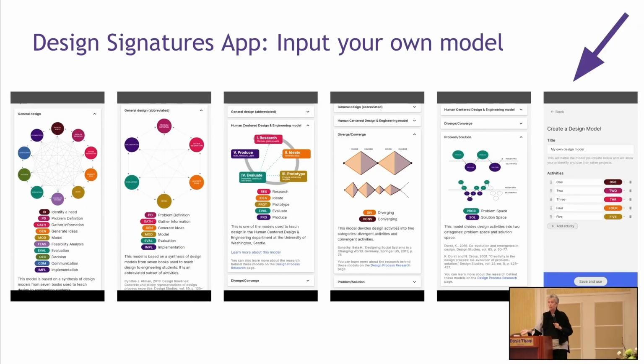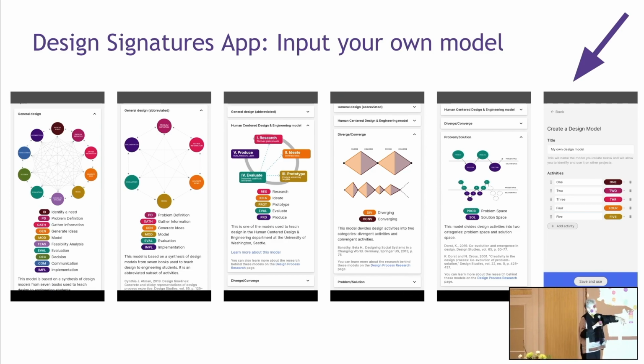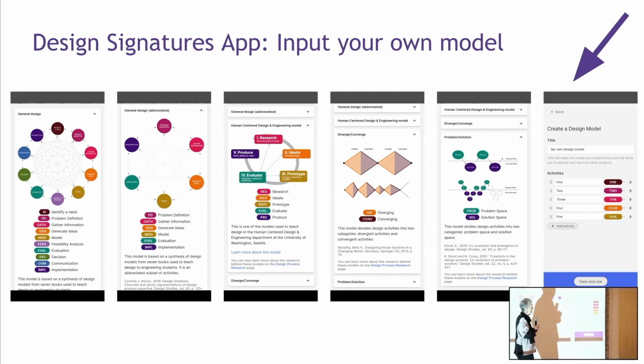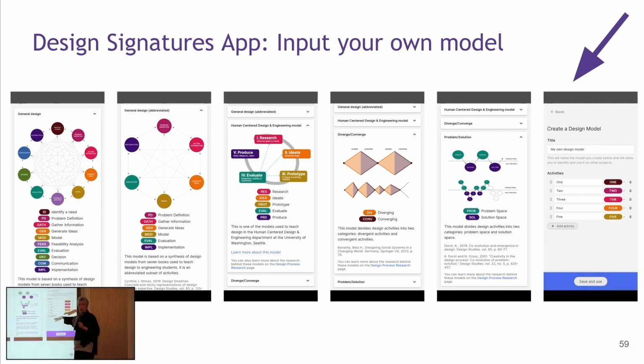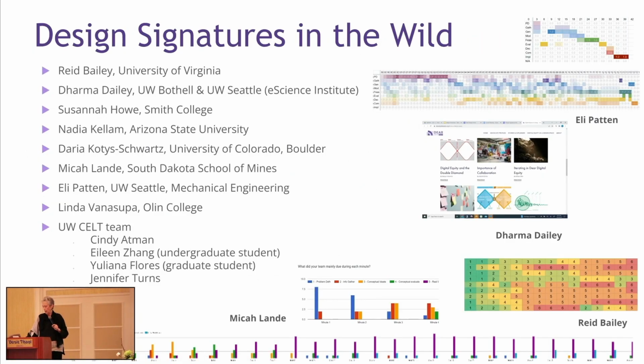We seeded with some models that are in there already. So the models that I have in my research, we have a converge-diverge model, but here's the most important thing. You can create your own design model. So you could use these with your students with the design model that you teach. And students could then, or anybody, track their own design process, and the app creates timelines for you.